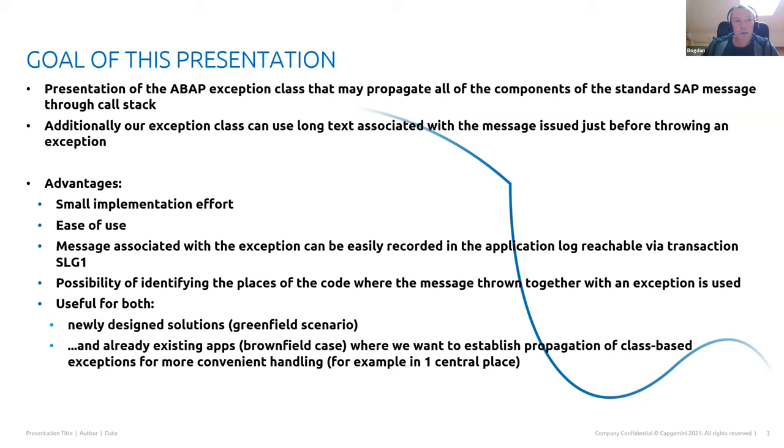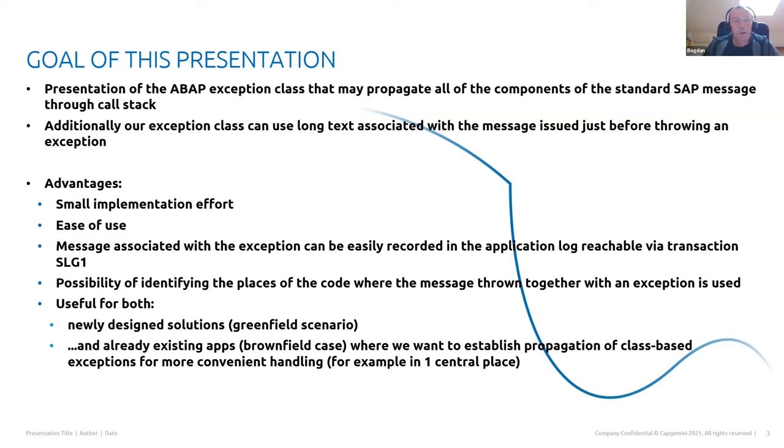What are the advantages of such a solution? This could be a kind of quick win for any of you who would decide to use this type of solution, because it does not require a big implementation effort. It is quite easy for daily use. We can also easily log those messages that are stored as the attributes of our exception class, so they can be easily logged inside the application log.